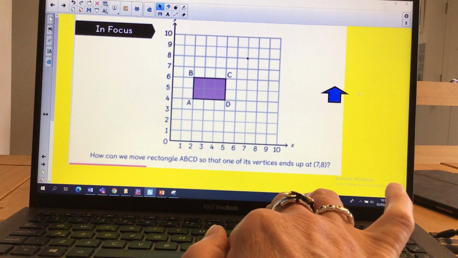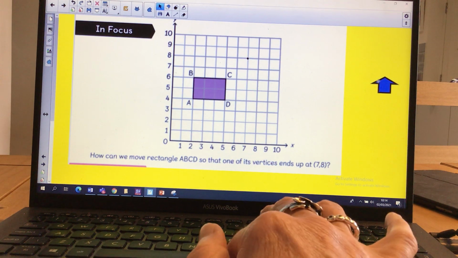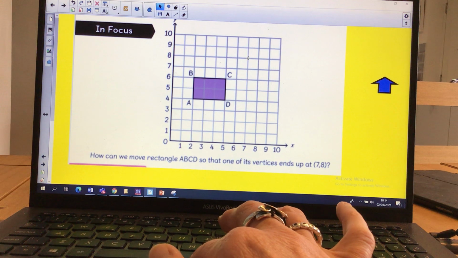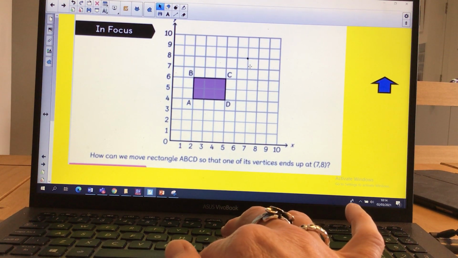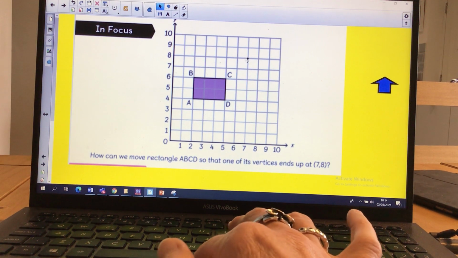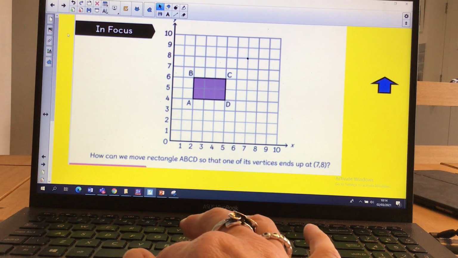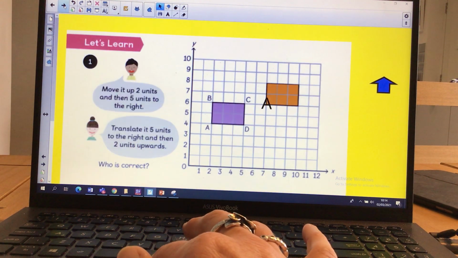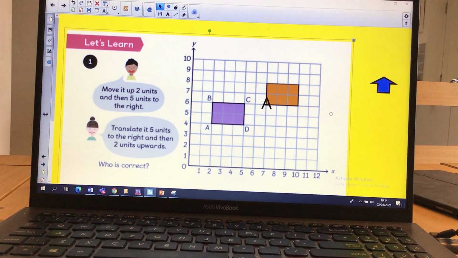Now, if you want to stop before I go into Let's Learn, you could pause and have a think about how am I going to get one of those corners, one of those vertices. And a vertice is a mathematical term for a corner. One of those corners there, that point there. So you can pause and have a think if you want, or you can listen to the rest of the video. Okay, so 2 children have a little go.